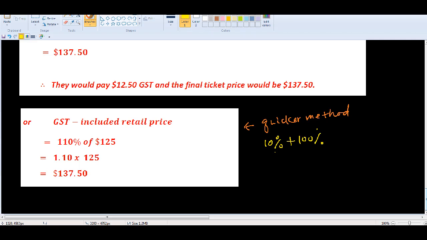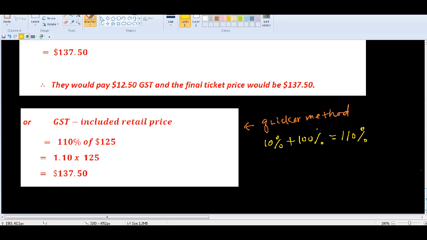So 100% means the original price, the price without GST, right? And 10% means the GST imposed. So totally the GST included price will be 110% of the original price without GST, right? Okay, so all you need to do is 110% times 125, so you will get the answer right away. So that's a much quicker way.